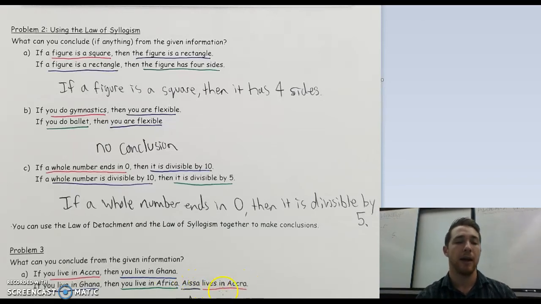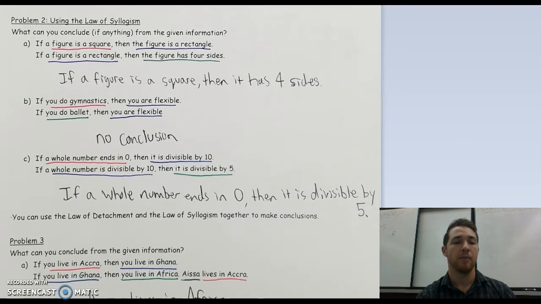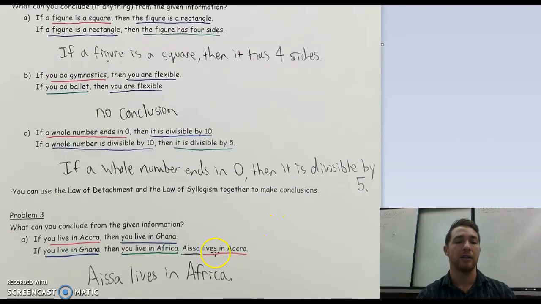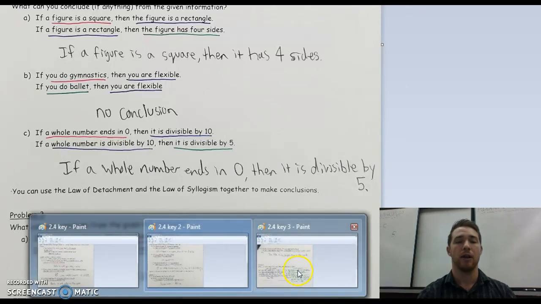So what I can say from that, if Aisa lives in Accra, then that follows that first hypothesis. So Aisa must also live in Ghana. So we get that, again, by the law of detachment. And then if she lives in Ghana, then she must also live in Africa, following the law of syllogism. So I can combine those two and say Aisa lives in Africa. So again, she lives in Accra, so that means she must be in Ghana. If she's in Ghana, she must be in Africa. So that's the conclusion we can make, combining those two laws.